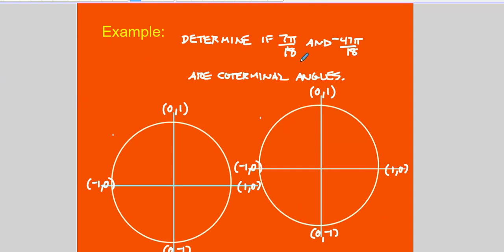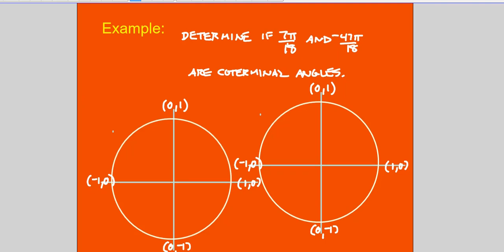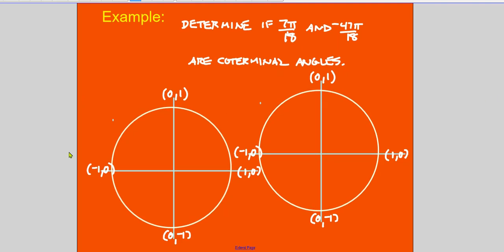So now determine if 7 pi over 18 and negative 47 pi over 18 are coterminal angles. So we'll do it both ways again. This is going to be 18 pi over 18, because that's pi, a half turn. This is going to be 0 pi over 18. Well, 7 pi over 18 is closer to 0 than it is to 18, so this is going to be in the first quadrant. So that's 7 pi over 18, which is also my reference angle there.